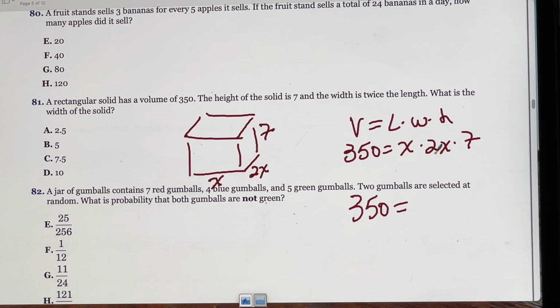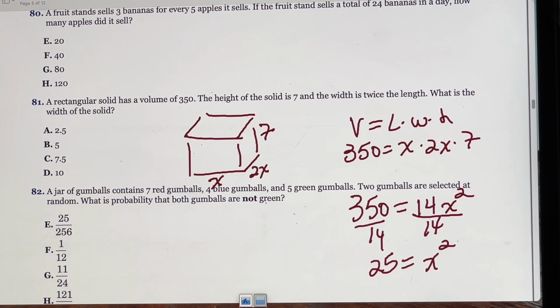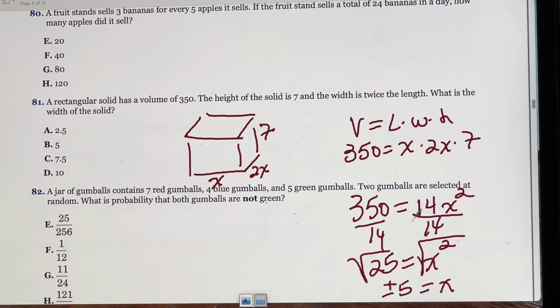Sorry, let's do the coefficients first. 2 times 7 is 14, and x times x is x squared. Okay, let's divide both sides by 14. We get x squared equals 350 divided by 14 equals 25. How do I get rid of that exponent of 2? You take the square root of both sides. X equals plus or minus 5. Obviously, minus 5 is not the right answer, but plus 5 is. So x is 5. And what is the width of the solid? If x is 5, the width is 2 times 5, which is 10. So final answer, D.